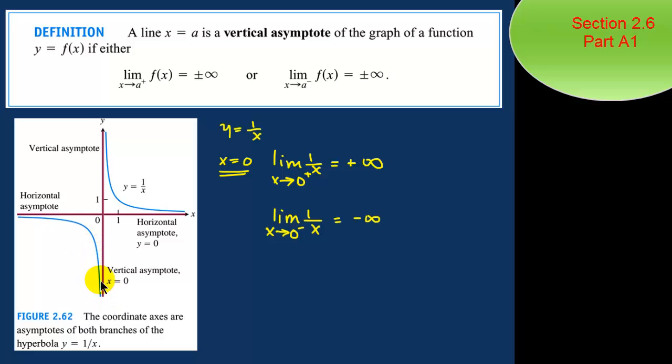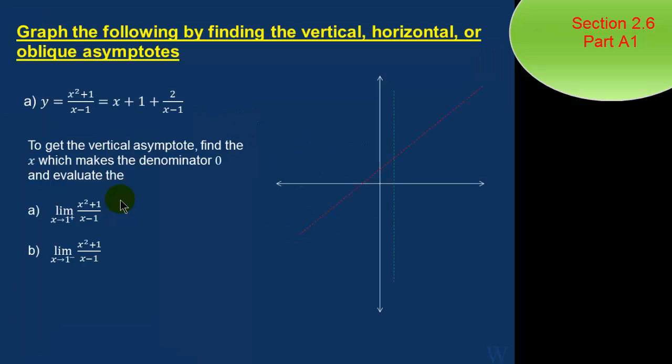The curve approaches the vertical asymptote. Alright, let's look at the previous example. Graph the function by finding the vertical, horizontal, or oblique asymptotes. Okay, remember that we performed long division and we got this, and we said that this is the oblique asymptote, which is the line y is equal to x plus 1. Okay, now to get the vertical asymptote, we find the x which makes the denominator 0, and in this particular case it's when x is equal to 1.